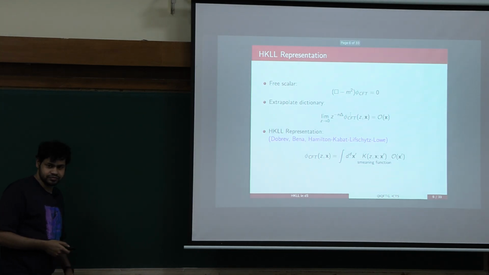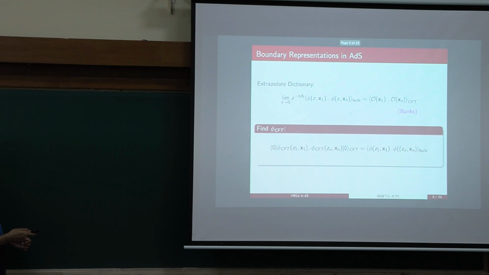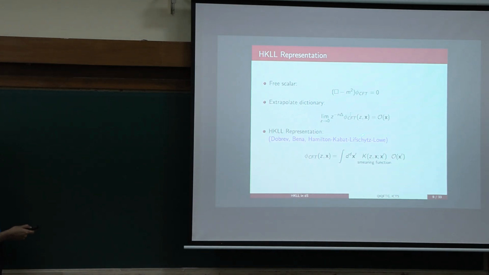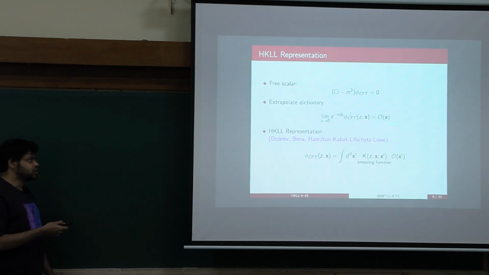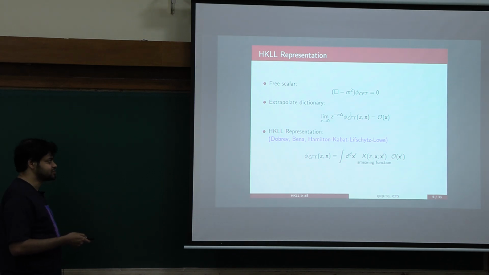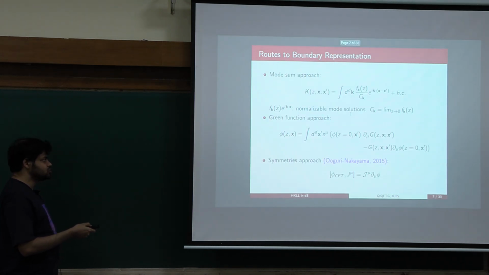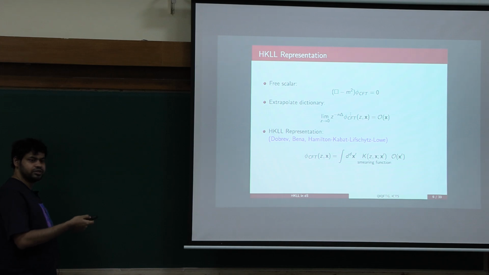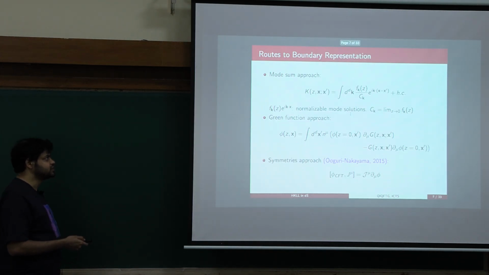So this extrapolation equation, is that true only in a weak sense, like inside the correlator? Yeah, it is true only in a weak sense. But now this is phi CFT, so this is the boundary operator. So we want to impose this condition on the boundary operator. Okay. So of course we have to find K. The problem reduces to finding this smearing function K.